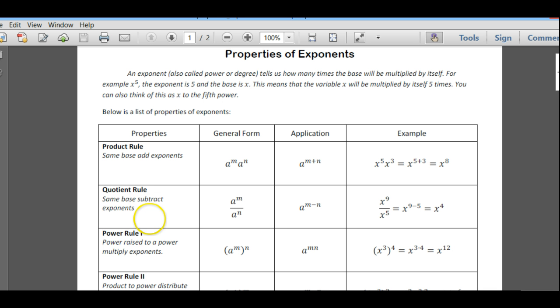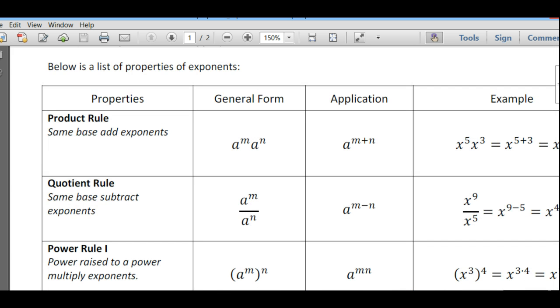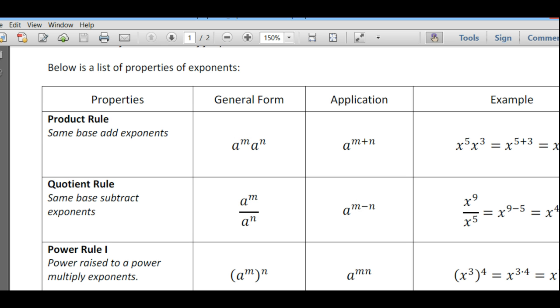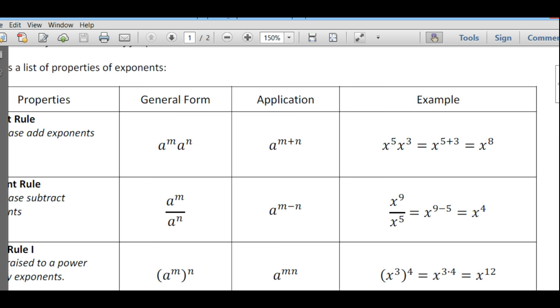We're going to look at the quotient rule specifically, which says that quotient rule involves division. Anytime you have two things with the same base, you keep the base and you subtract the exponents. The example they give us is x to the ninth power divided by x to the fifth power. That would result in us keeping the x, since they have the same base, and subtracting their exponents, so 9 minus 5, which would result in x to the fourth power.